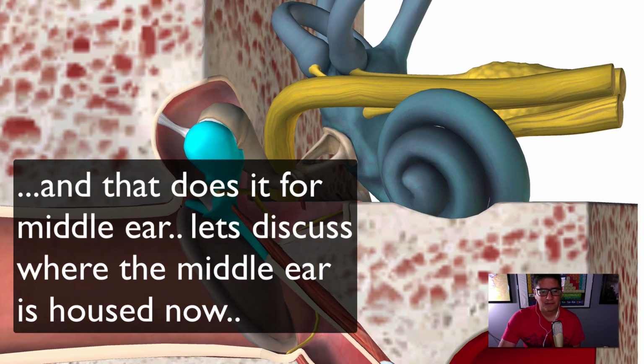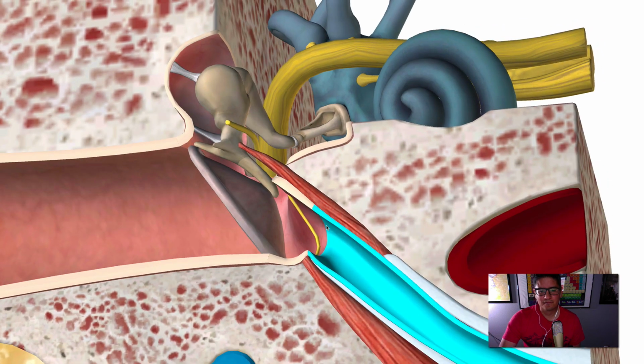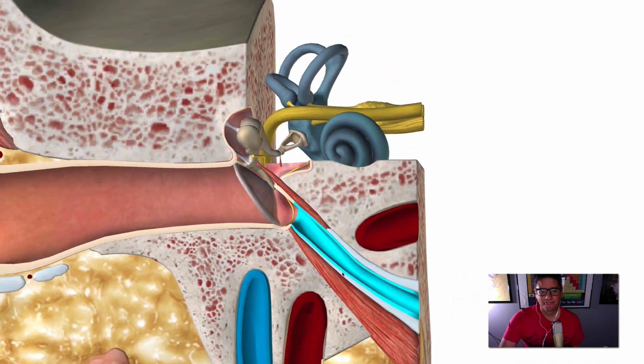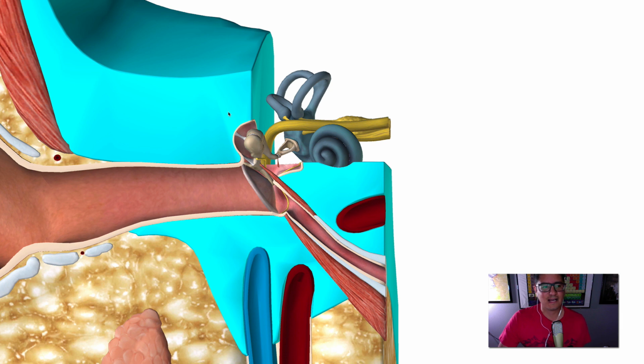Let me highlight that part again, your middle ear. And that'll do it for this video. Actually, the middle ear is housed inside of the temporal bone. So it's very well protected in the skull.